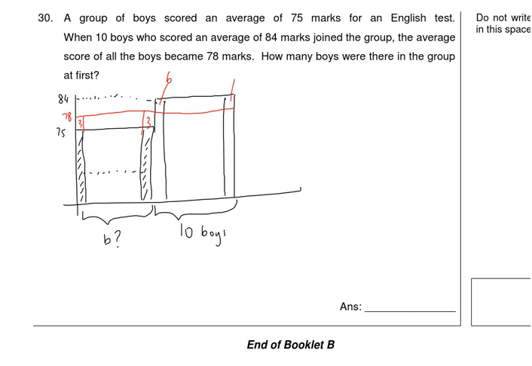Since there are 10 boys, all together they drop a total of how many marks? 60 marks lost from here, right? These 60 marks, where do they go to? To top up the marks of the previous group, right? And then 60 divided by 3 equals 20. That means I have 20 boys here, right? How many boys were there at first? 20.